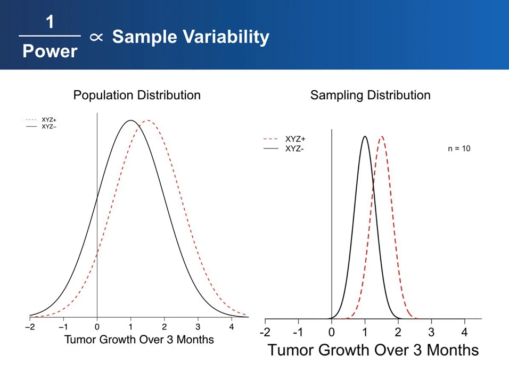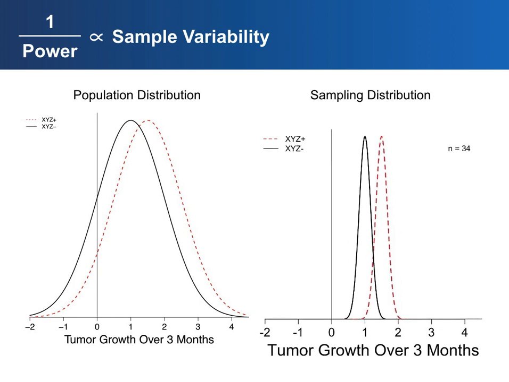Now, if we look at our sampling distribution with a sample size of 10, this shows us the change in our sample mean and the variability of our sample mean. So if we run this study over and over and over again, our sample means for the XYZ negative and XYZ positive group will be distributed as shown on the left. Again, there's quite a bit of overlap there, which is why we have a low amount of power. It's difficult statistically to tell those two groups apart.